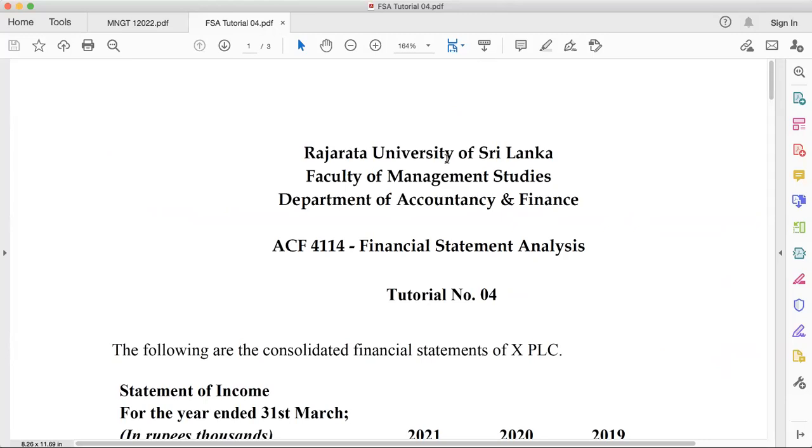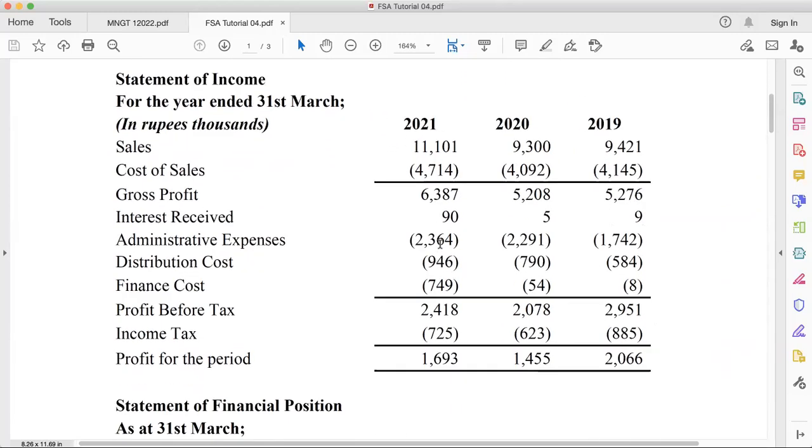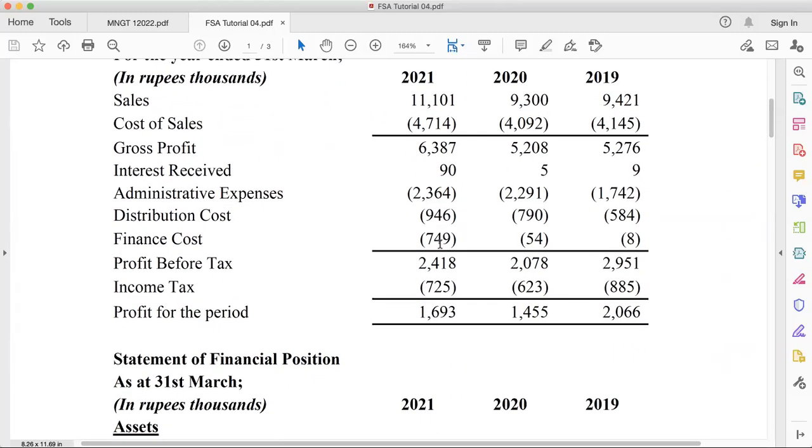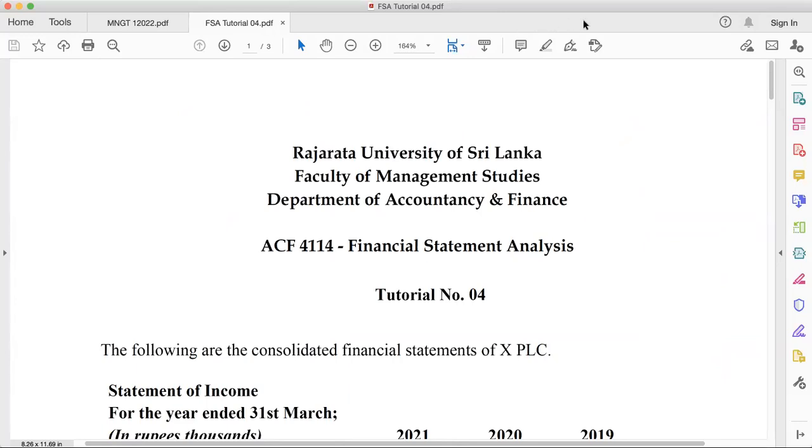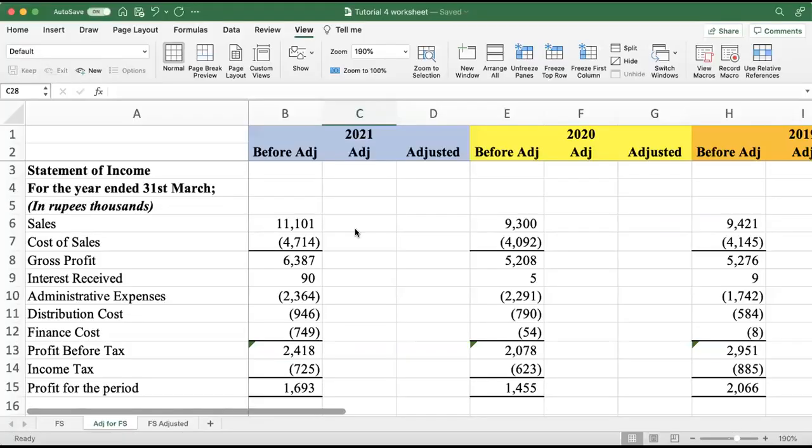Right? So we'll see tutorial number 4. Last time we studied this tutorial. You can start with this worksheet. Last time we designed this worksheet.